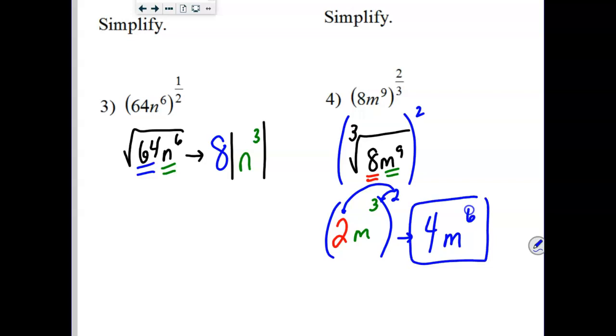Yes? So when you're doing the absolute value, if the coefficient is negative, does the whole thing get absolute value? Well, it would be a no answer if you had an even root on a negative coefficient. Oh, wait, yeah, you're right.